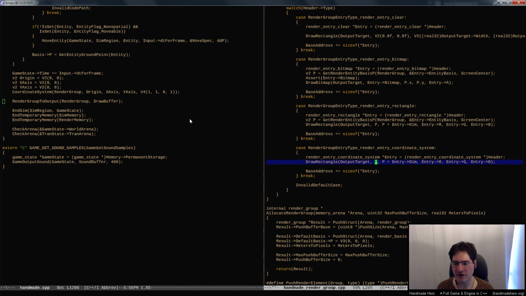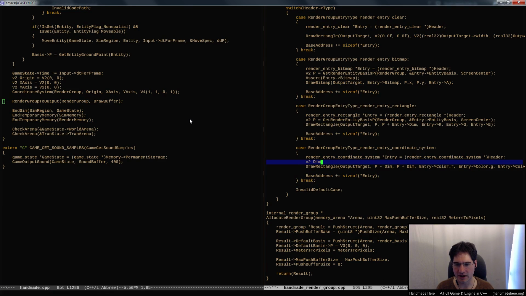All right. So if I do draw a rectangle, I basically need to draw some little rectangles so that we can see this stuff. And so entry color R, entry color G, entry color B, right? So there's my color values. I then need to have some kind of a dimension. Let's say that our dimension is going to be a 4x4 pixel square or whatever. Or I guess in this case it would be a 5x5 pixel square.